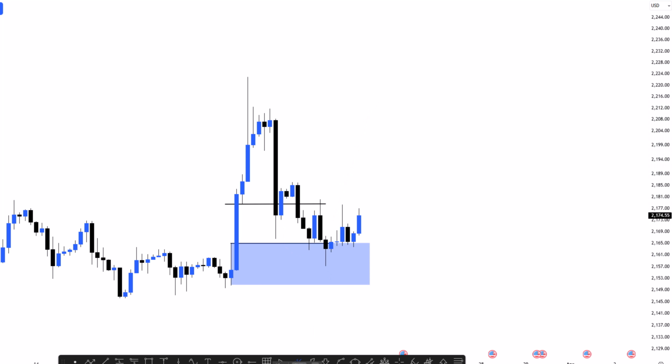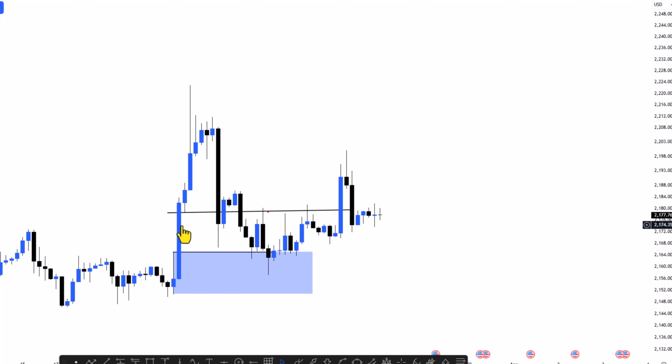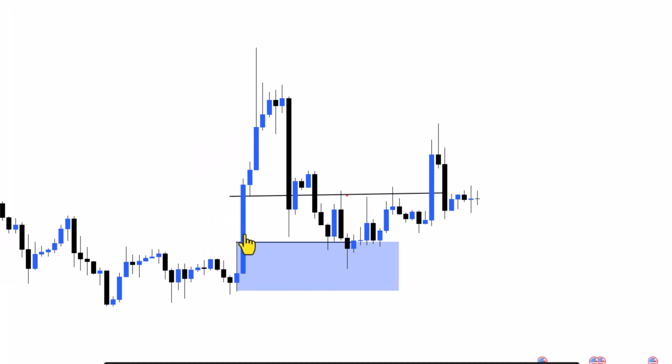So if we allow the market to run through, you see we get a push down. We start to shift the structure to the upside, and then we lead into further buys. Now, as well as using it to identify where the market is likely to be drawn into, we can use imbalances to identify where trades are going to be taken.